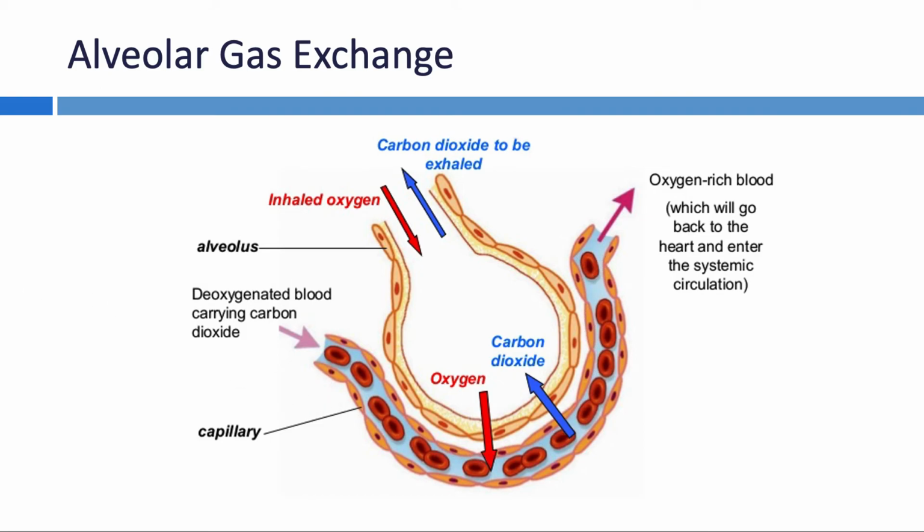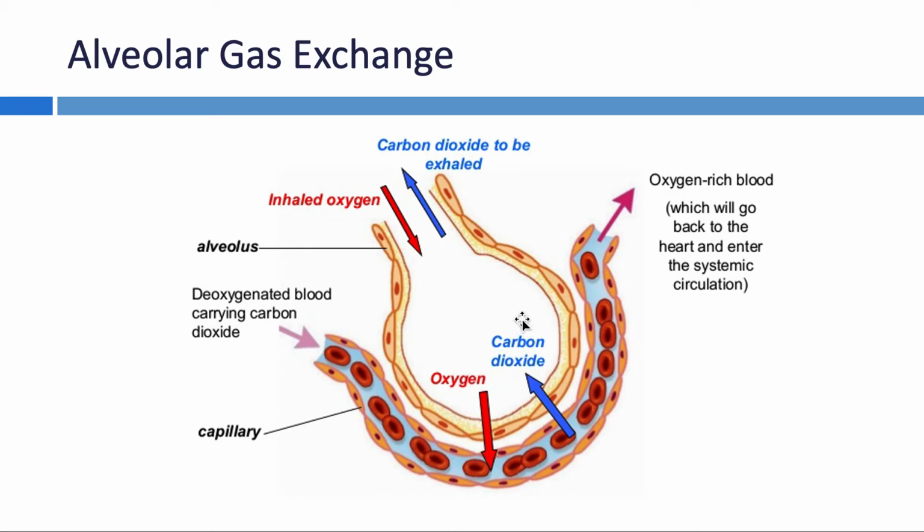And so what happens is you have deoxygenated blood that's carrying carbon dioxide at the same time. Your deoxygenated blood is coming from the body. It went to the right side of the heart. It went out the pulmonary artery into the other smaller arteries until it eventually got to the capillaries around the alveoli. And so the deoxygenated blood comes in.